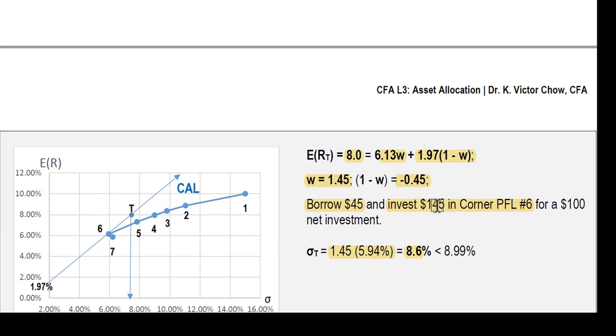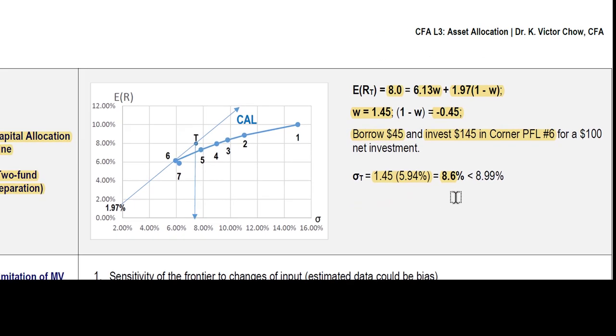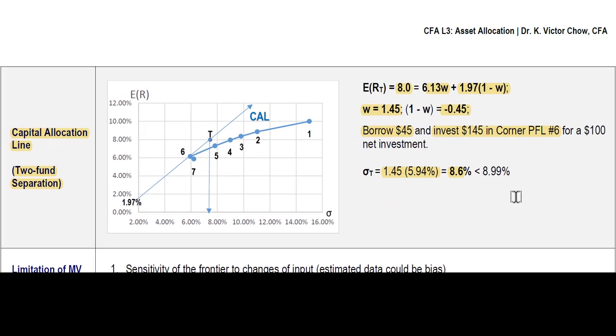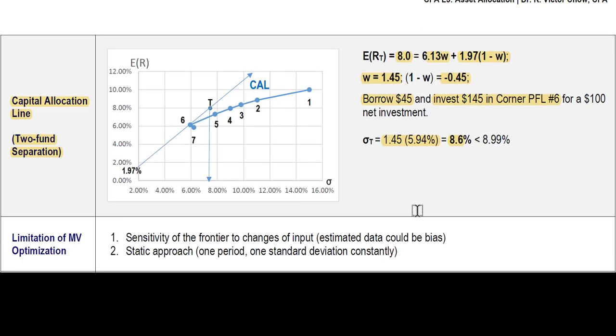So it's really superior to the corner portfolio approach if you use this two-fund separation between the risk-free fund and the optimum corner portfolio number 6. However, to achieve this goal, one condition you must have is that you're able to borrow. Right? You're able to borrow funds from the risk-free fund at the risk-free rate. Now, fortunately, many large institutional investors have the ability to do that.